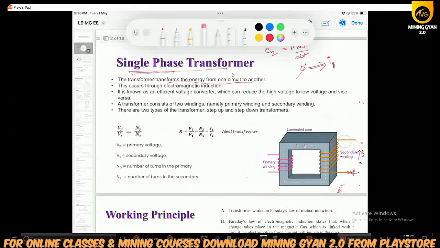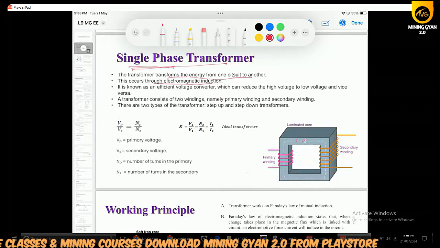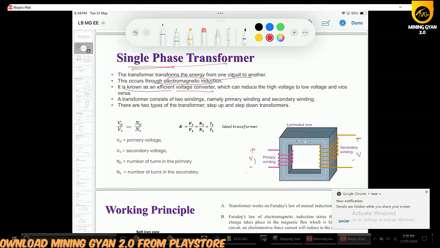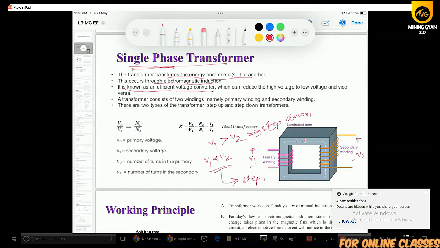This is how energy is transformed from one circuit to another circuit by electromagnetic induction. And this occurs through electromagnetic induction, and it is known as the efficient voltage converter. Let us say this is V1 and this is V2. So sometimes V1 can be greater than V2, and that will be called a step down transformer. And when V1 is less than V2, it means step up transformer.